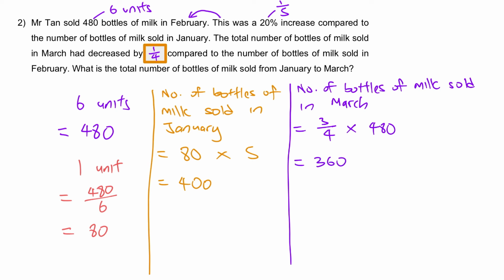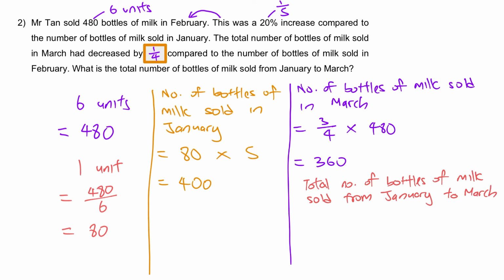Hence the final step, we just need to add them up together. Total number of bottles of milk sold from January to March. January 400 plus February 480 plus March 360 to give us the answer 1240.